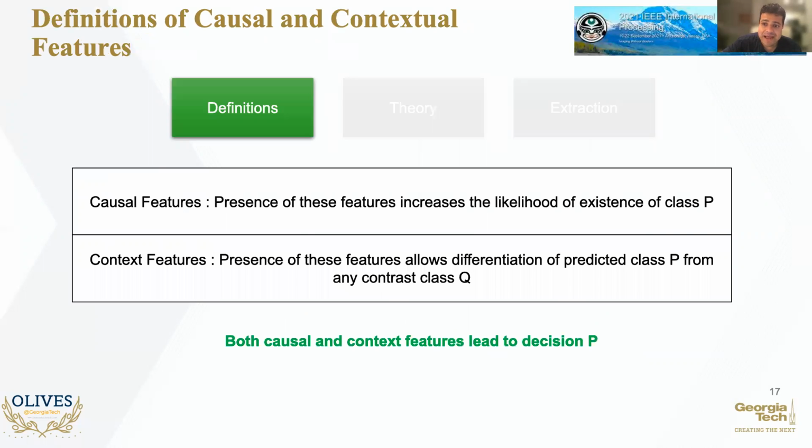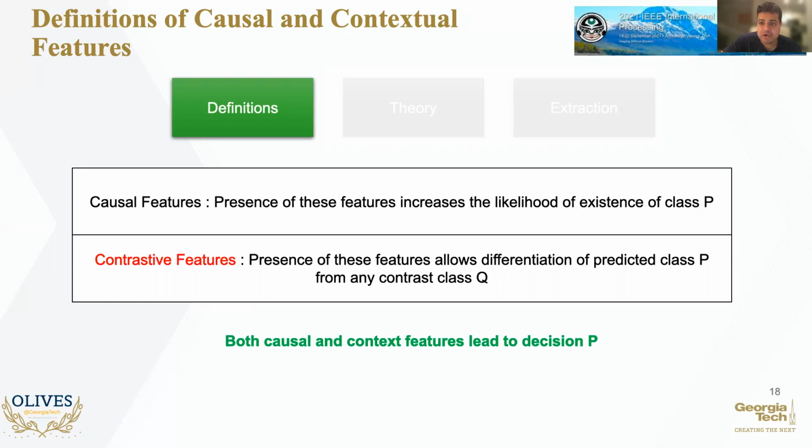Firstly, both causal and context features lead to some decision P. For instance, the causal features of the pink body and flat beak lead to the decision of spoonbill, while the shallow water also leads to the decision of spoonbill. Specifically, causal features increase the likelihood of the presence of P, while context features indirectly increase the likelihood of P by decreasing the probability of existence of another class Q. Hence, causal features cause P, while context features reduce the likelihood of Q, thereby increasing the likelihood of P.